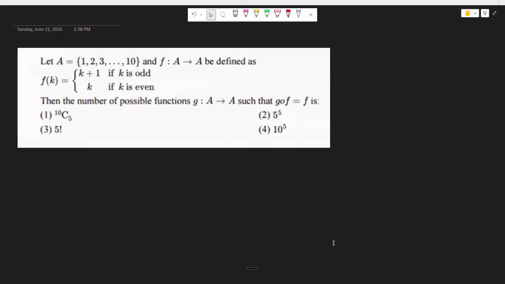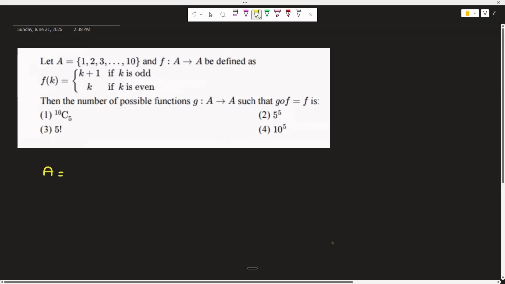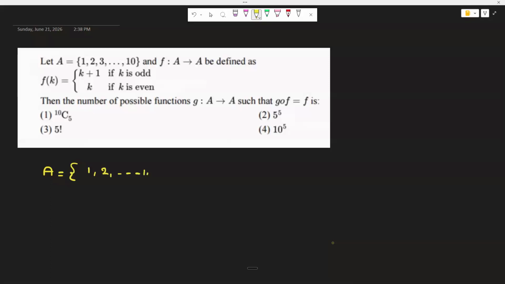So we are given a set A = {1, 2, 3, 4, and so on up to 10}. 10 is also there. And a function f from A to A, and also another function which is g, and it is also from A to A.